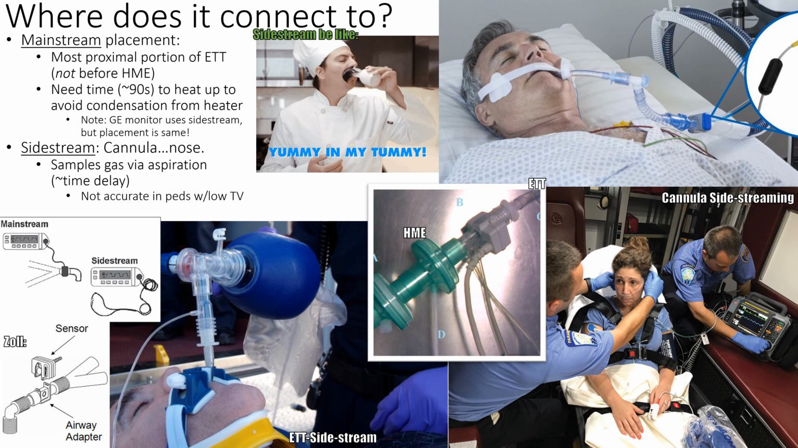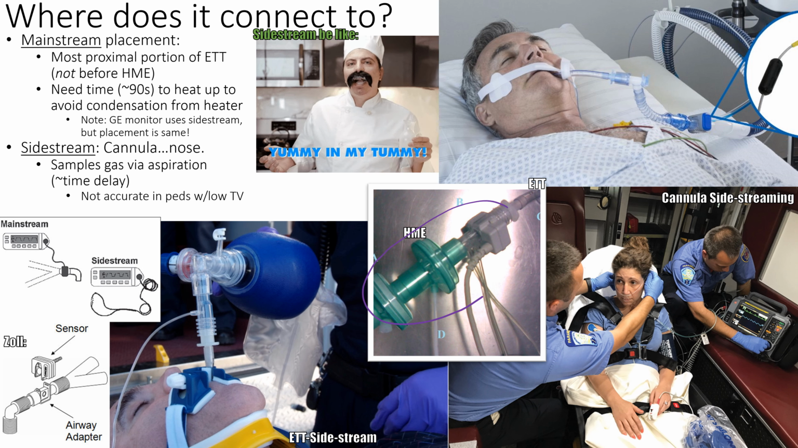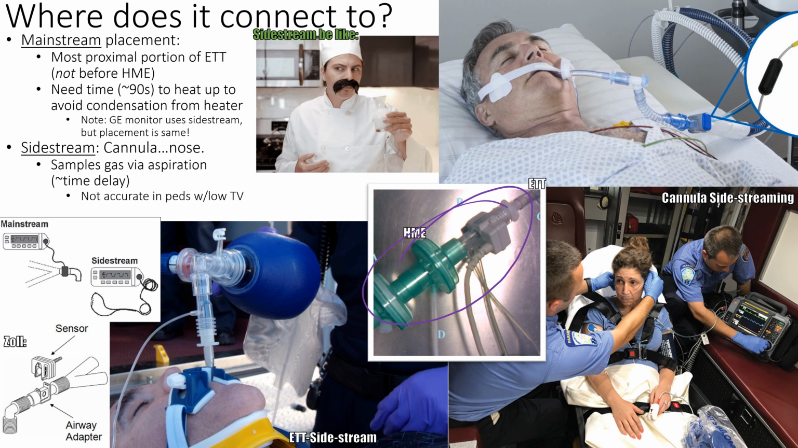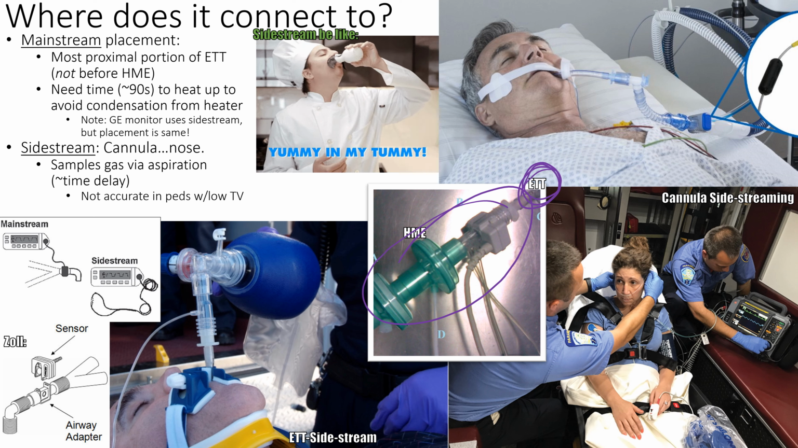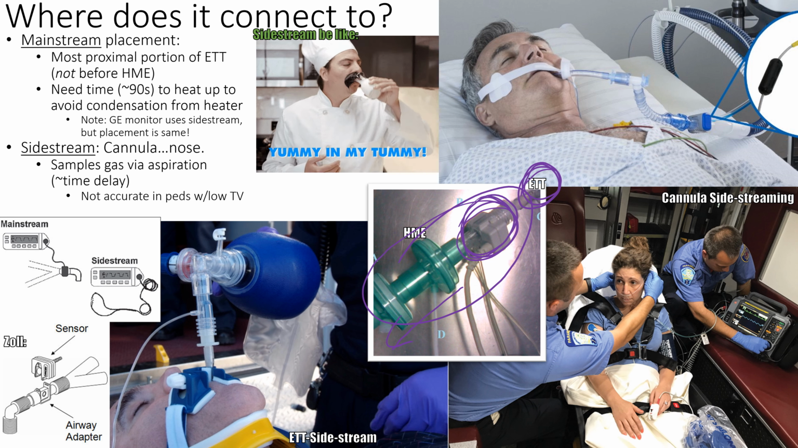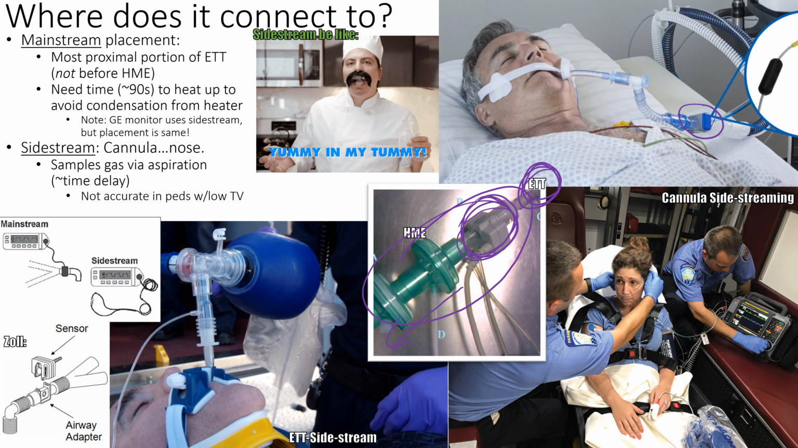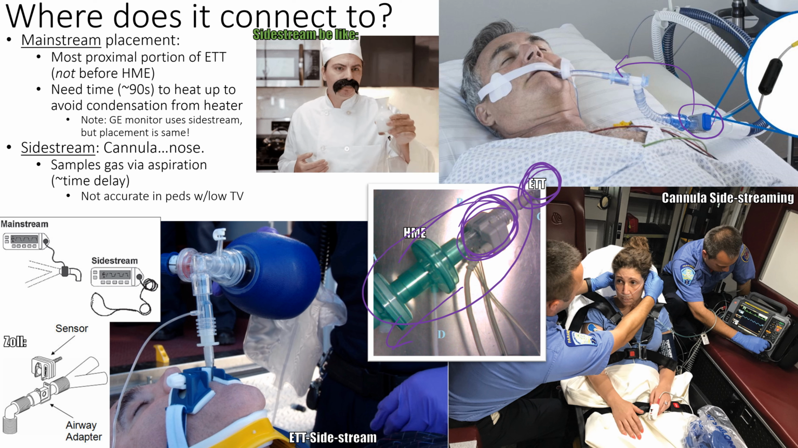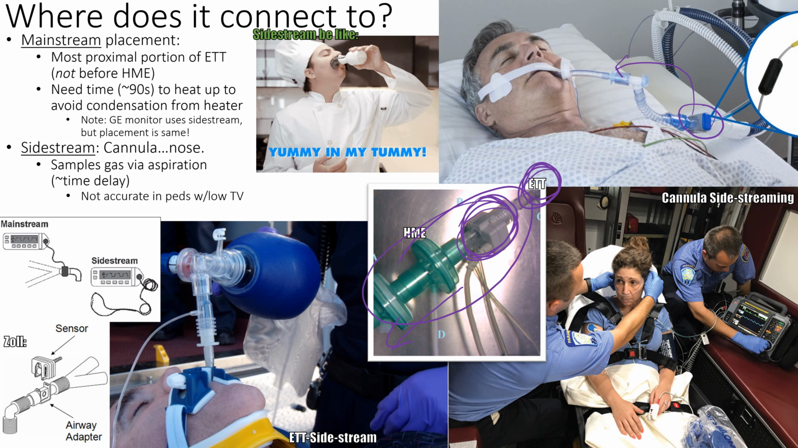Okay, so where does it connect to, right? The mainstream one, you just put it inside the circuit there, right? You want it as close to the patient as possible. So here's the ET tube coming out, and here's the vent over here. You want your end-tidal CO2 as close to the patient as possible. That's the goal, right? So this end-tidal CO2, I would probably put it over here. That'd probably be a better place to put it, but it'll still capture it. It'll give you good values.